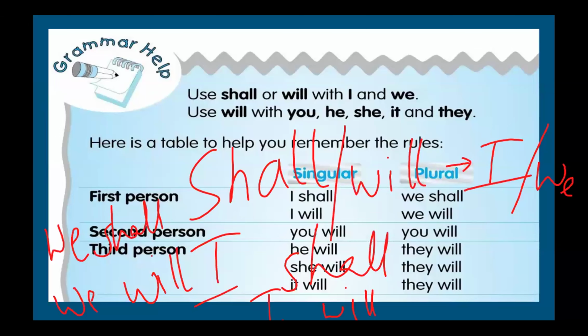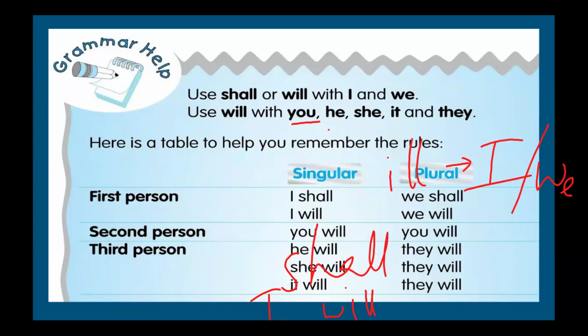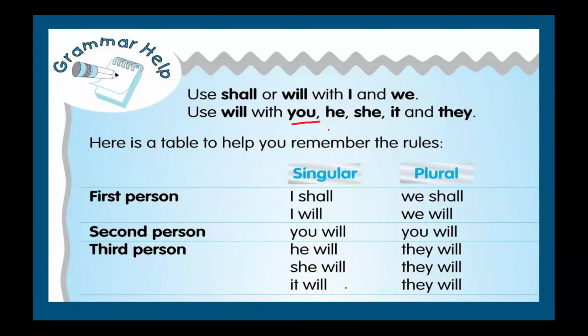And then see over here. But can I say you shall, he shall, she shall? No, we don't use shall with that. With he, she, it, you will not use shall. Shall helping verb is used only with I and we. And will helping verb you will use with pronouns you, he, she, it, and they. With these pronouns, you are going to use will. You will, he will, she will, it will, or they will. Clear? Clear.